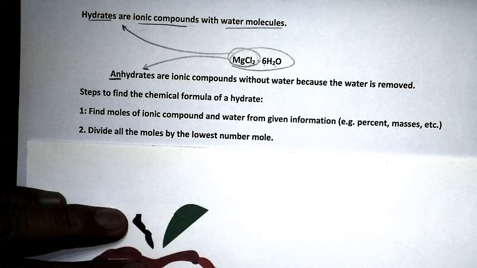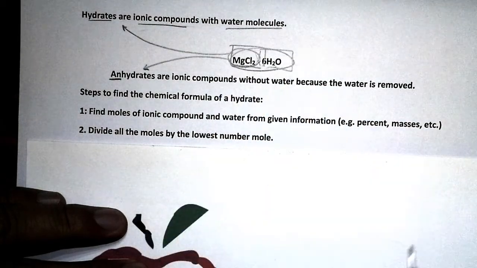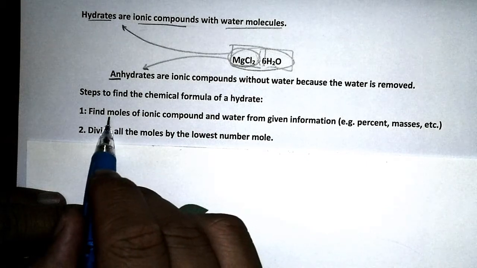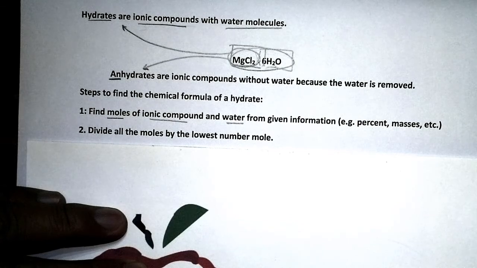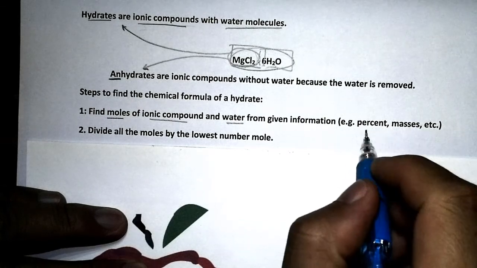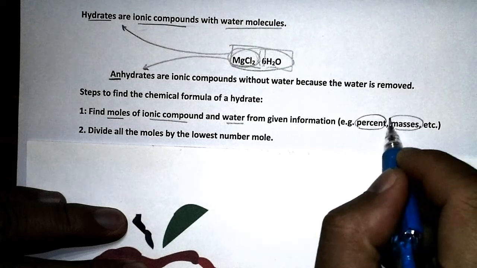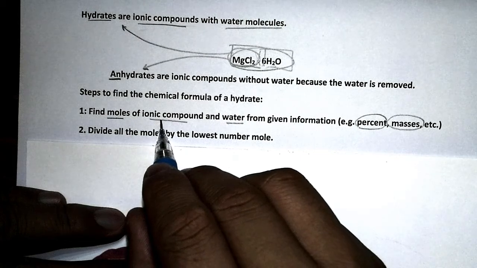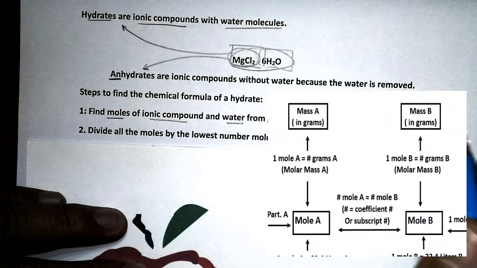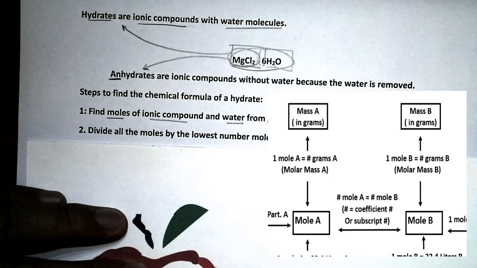The first step is, of course, we notice there are 2 parts, the water and the anhydrate. The first step is to find the moles of the ionic compound and the water. From the given information, in most cases, it will give you percents, or in other cases, the masses of the water as well as the ionic compound. Once we get a mass, it's very easy to convert to moles. Basically, we take the mass times the molar mass conversion factor.